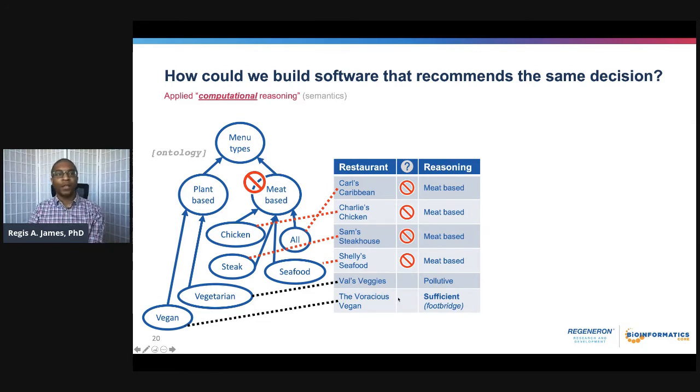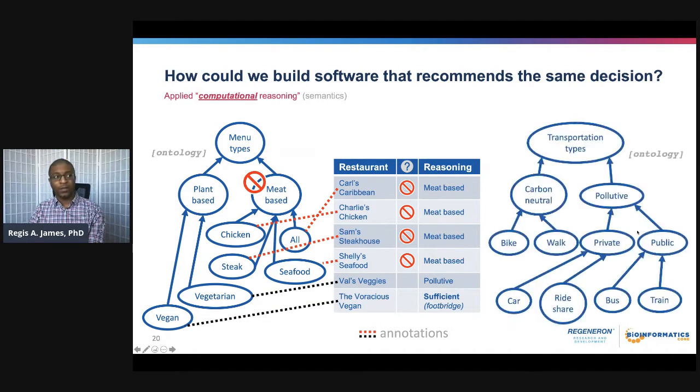Well, why not use another ontology and use these annotations represented by the dotted lines? These are the associations between this controlled hierarchical vocabulary and then the catalog of entities here. So the restaurants are different entities. So what if we use another ontology computationally here, so we can do the computational reasoning? So you're also already familiar with this, transportation types. So you've got pollutive transportation types. And what is meant by that? Well, you've got private or public.